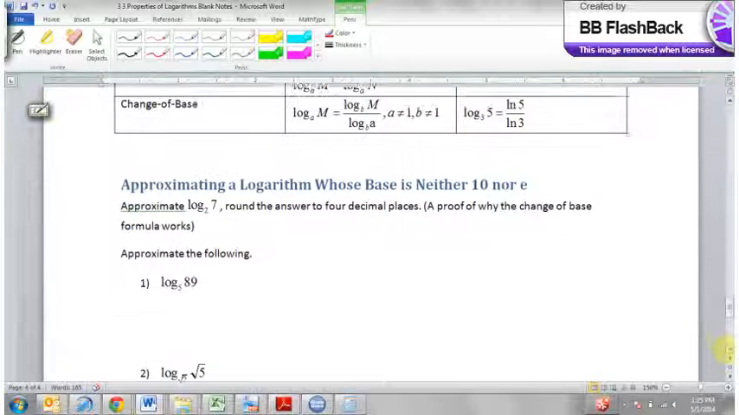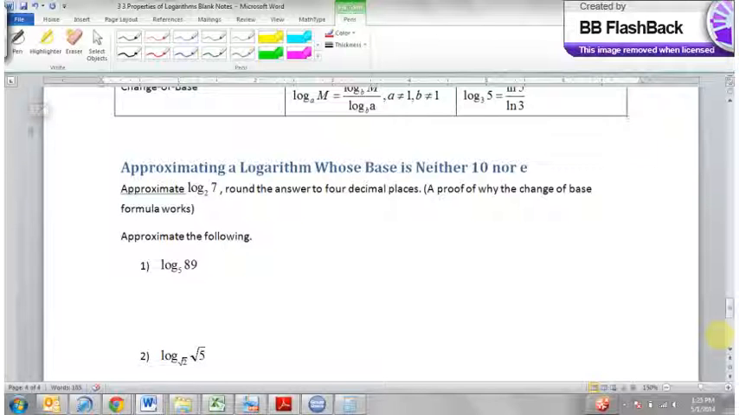So it says approximate log base 2 of 7. Round your answer to 4 decimal places. So log base 2 of 7, based on your rule, is the same thing, and let's just use plain log. Log of 7 over log of 2. And you could put that in your calculator.